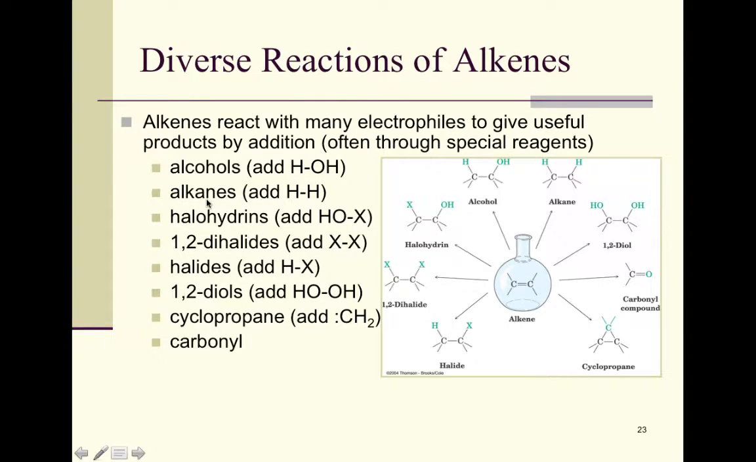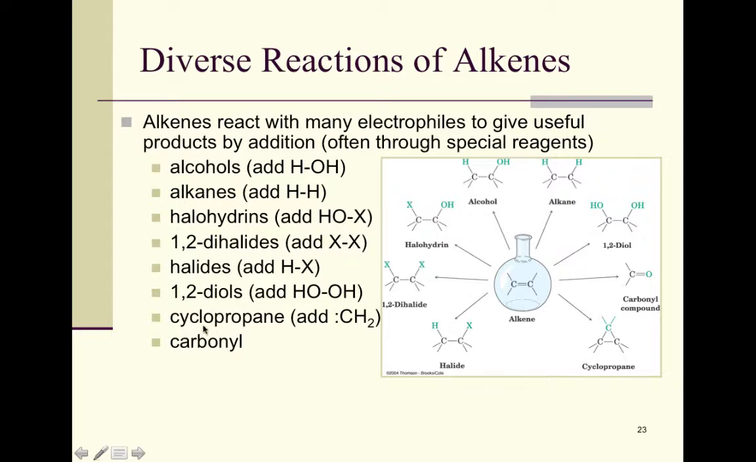We can convert an alkene to an alkyne. We can convert an alkene to an alkane by adding H and H across the double bond. We can make halohydrins by adding OH and X across a double bond. We can form 1,2 dihalides by adding halogen and halogen, XX, across the double bond. Halides are formed by adding HX across the double bond. 1,2 diols by adding OH and OH across the double bond.